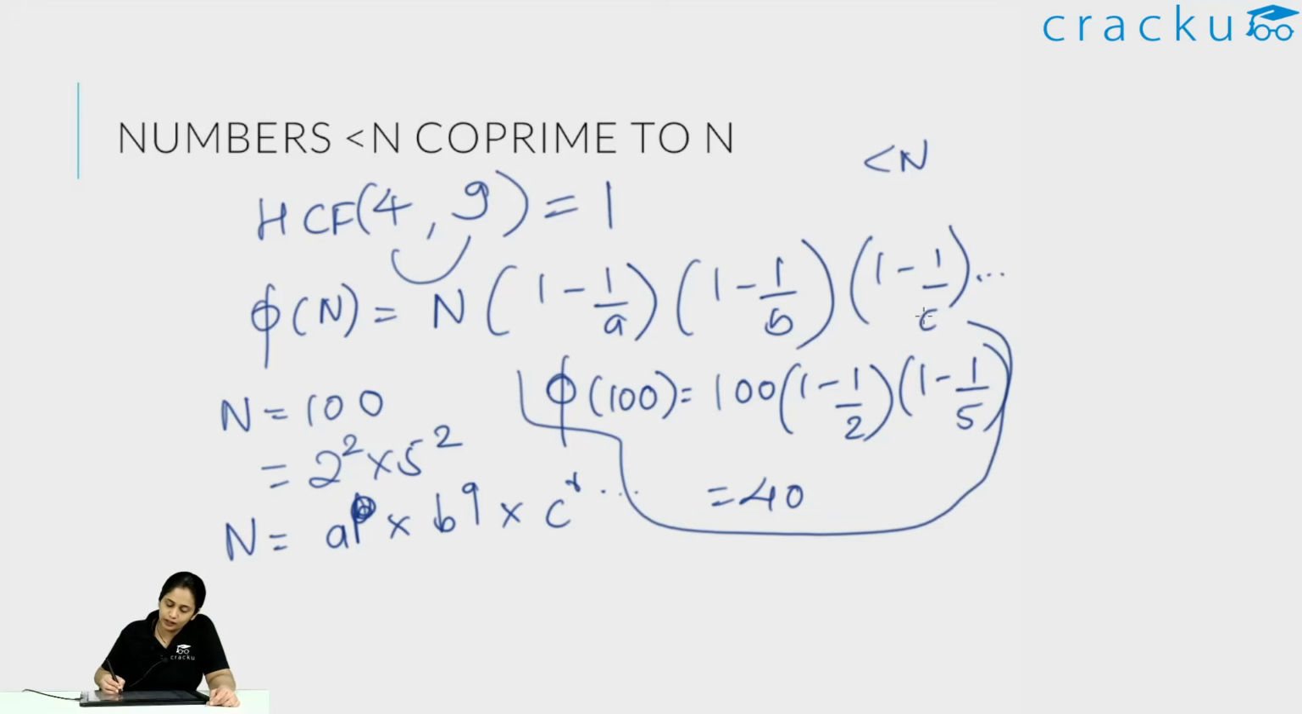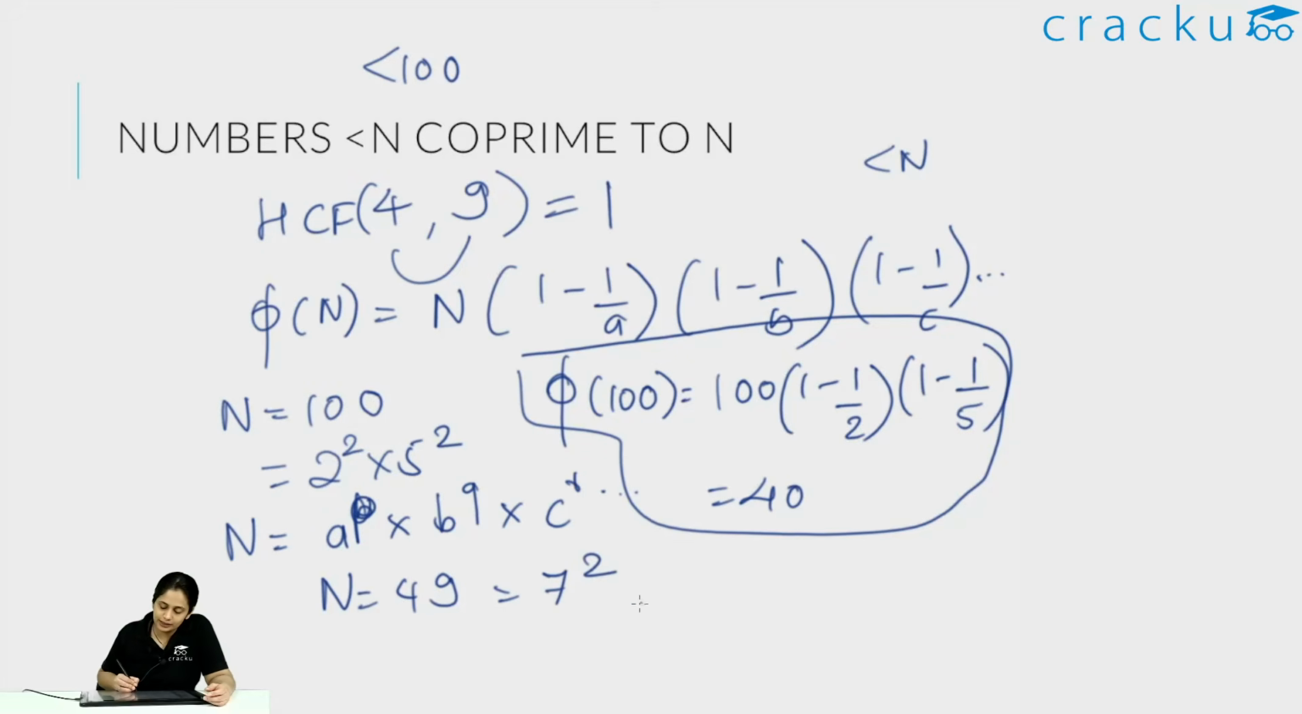We found out that the Euler's Totient function value of 100 is 40, but what does it mean? That means that there are 40 numbers which are less than 100 and are co-prime to 100. Similarly, you can do that with any number. Suppose n is equal to 49. So if n is equal to 49, this is equal to 7 square.